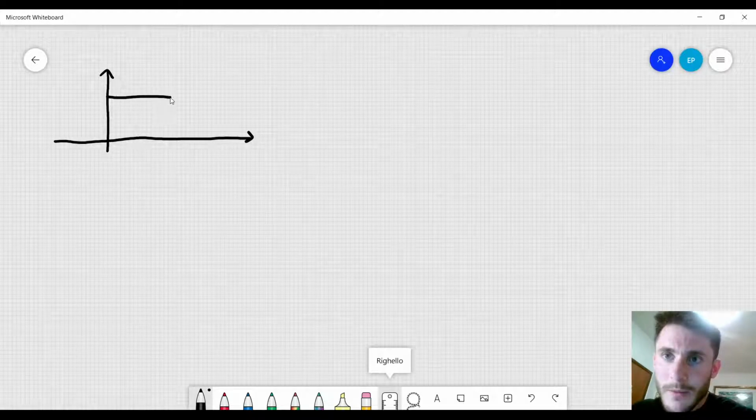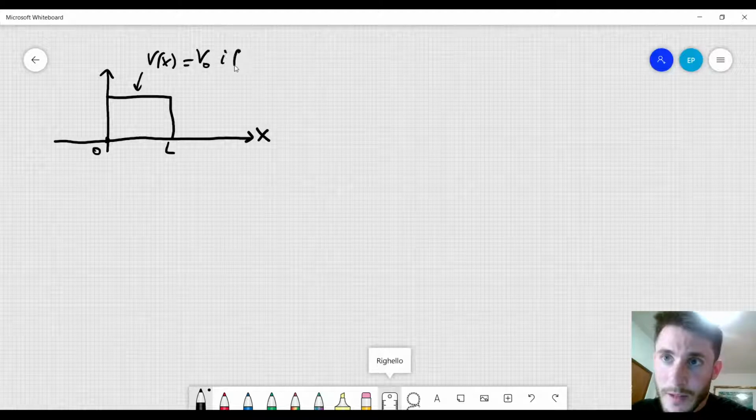So here we have a potential which is constant in the interval 0, L. This is the x axis, and this is the function V of x, which is equal to V0, let's say, if x belongs to the interval 0, L, and it is equal to 0 otherwise.